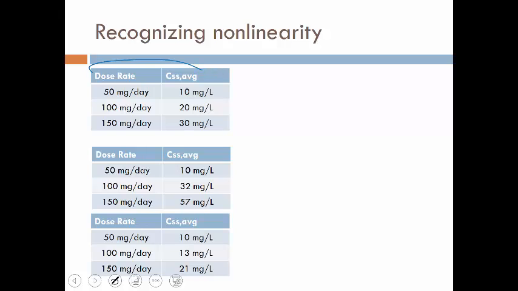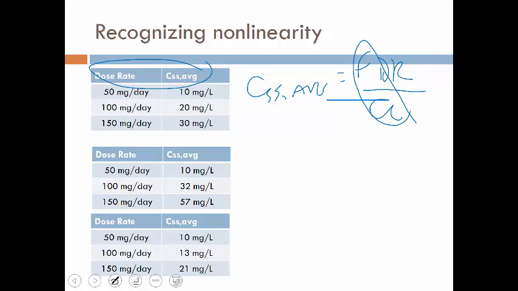So how do you recognize a nonlinearity? Well, we know that dose rate and CSS average should be proportional, right? So CSS average is equal to bioavailable dose rate all over clearance. So if bioavailability and clearance are remaining the same as they should in linear situations, then your CSS average and dose rate are going to be proportional. So if you double the dose rate from 50 milligrams a day to 100 milligrams a day, we would expect the CSS average to go from 10 milligrams to 20 milligrams per liter. And it does here, doesn't it? So this is linear, isn't it? So that follows what we would expect.